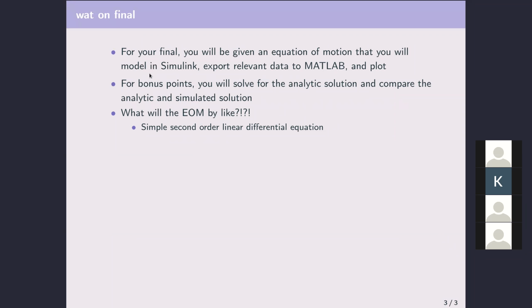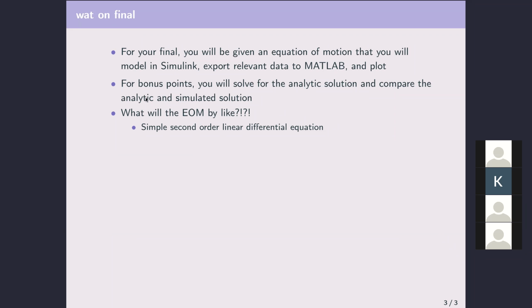For bonus points, you can solve for the analytic solution too, and then you can plot that to compare it to your simulated solution. And I'll give you a few extra points. It won't be too much, but I'll give you a few extra points if you want to do that.